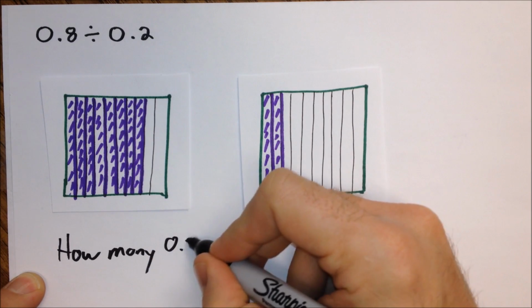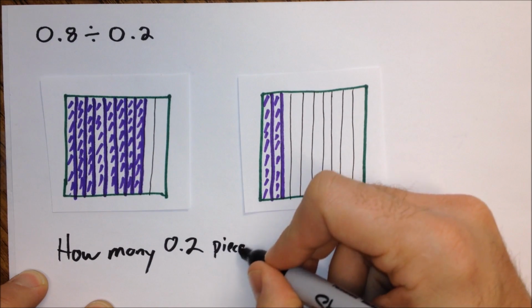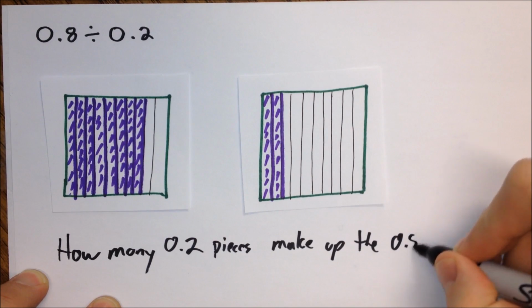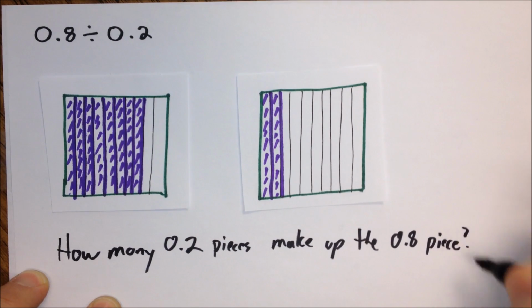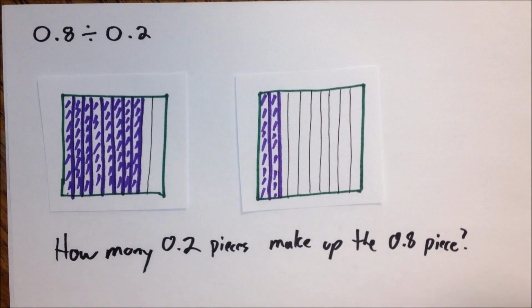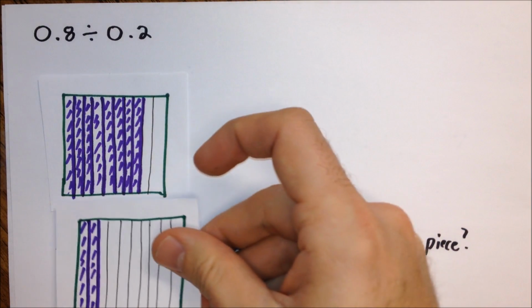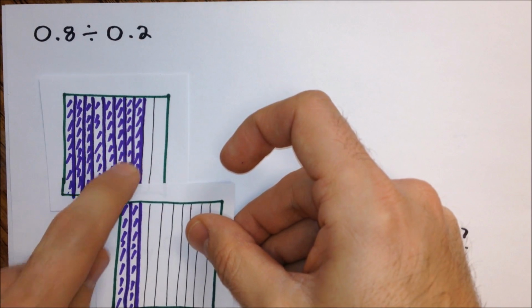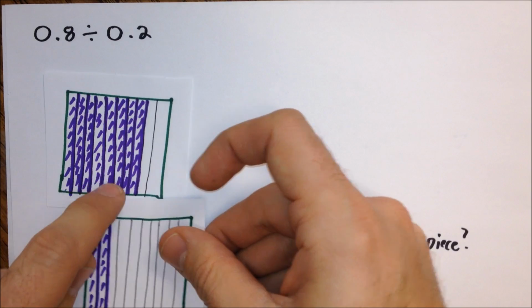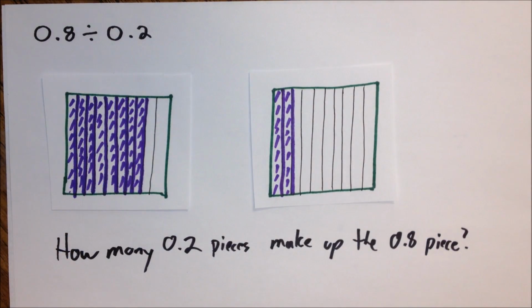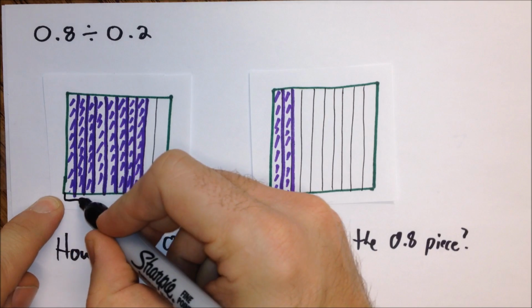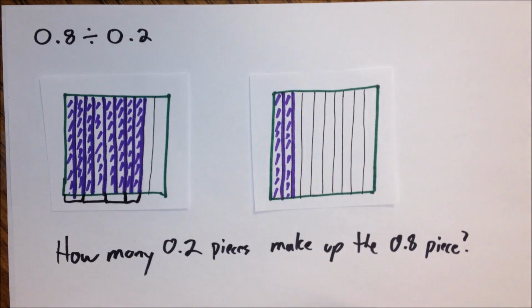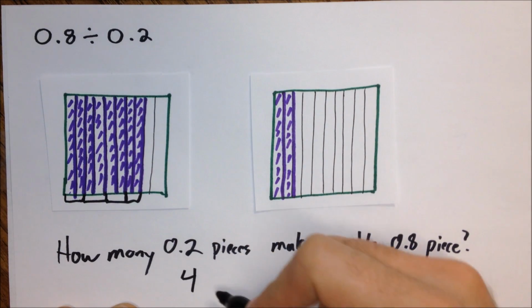And the question is, how many of these 0.2 pieces make up the 0.8 piece? If I look closely, I'll see that I can put 2 more, and 2 more. So it seems like I need 1, 2, 3, 4 different groups, and I could visualize them like this: there's a group of 2, a group of 2, a group of 2, and a group of 2, and the answer is I need 4 groups.